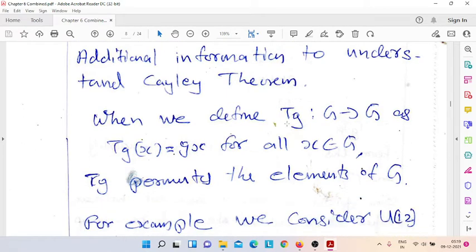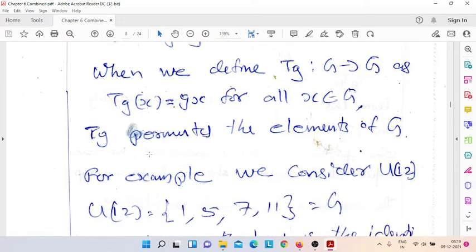When we define a mapping Tg from G to G, where G is a given group, as Tg of x equal to gx, this is the way we define the function Tg from G to the same group. Here x is an arbitrary element of G, but g is a fixed element, and after fixing an element in G, we define the map using that element by varying the element x in G. So Tg of x equals gx for all x in G. We know that Tg then permutes the elements of G.